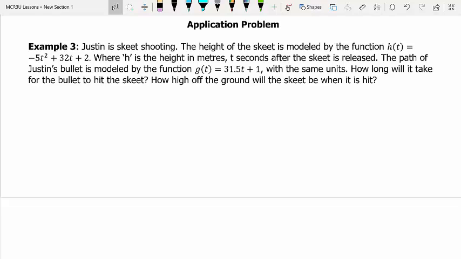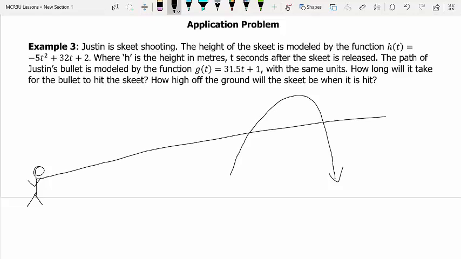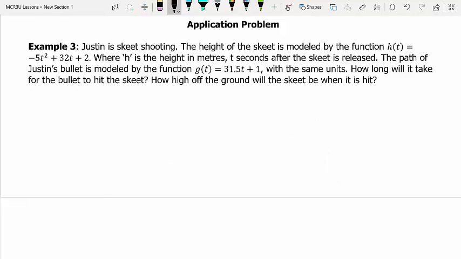Skeet shooting is essentially somebody fires off a piece of clay from the ground, so it's going to follow this pattern, goes up in the air and then it comes down. And then you have a shooter over here with a firearm and they're going to shoot that clay in the air. So the path of the bullet from the firearm is your linear relation. So this is essentially just, again, solve a system that involves a quadratic and a linear relation. Let's go ahead and set h at t equal to g at t. Let's collect and combine our like terms.